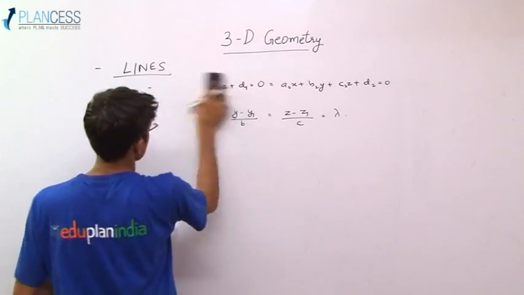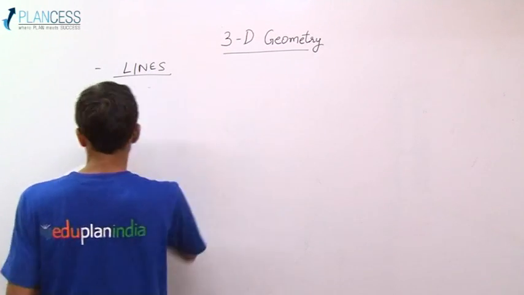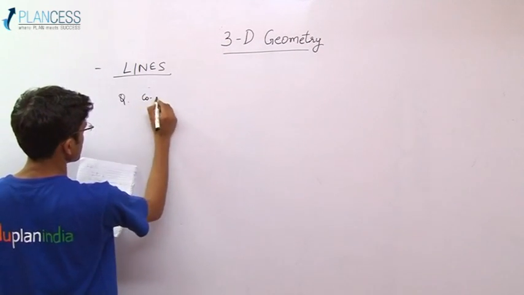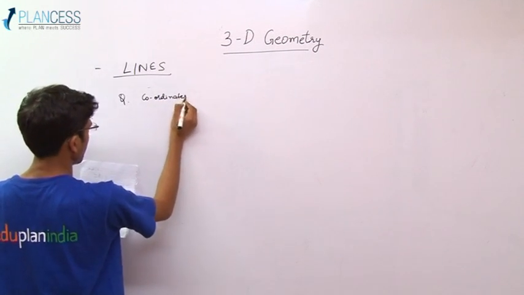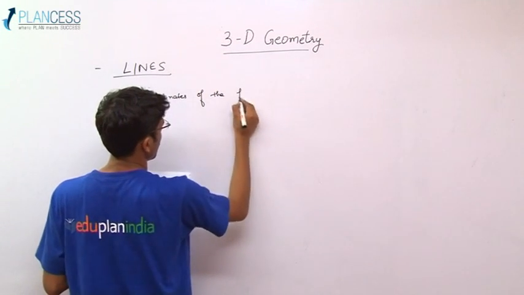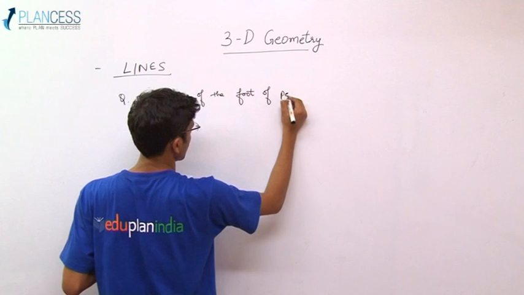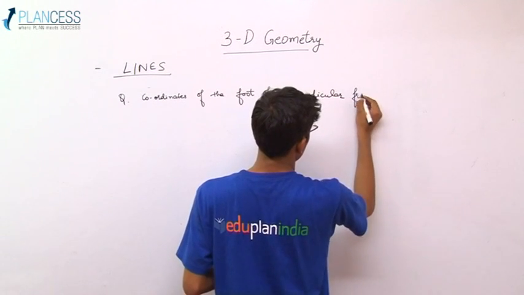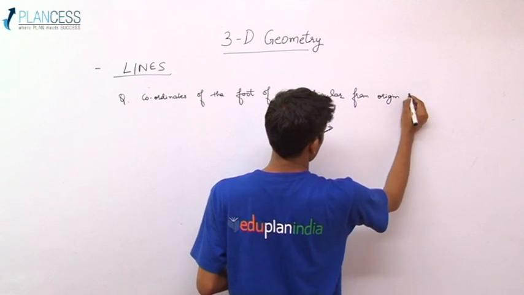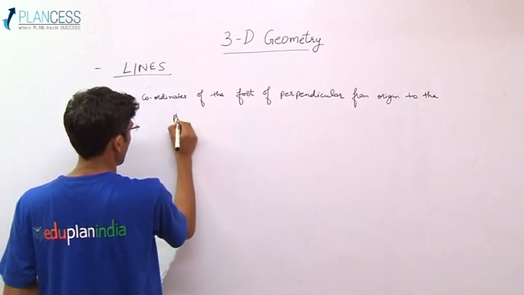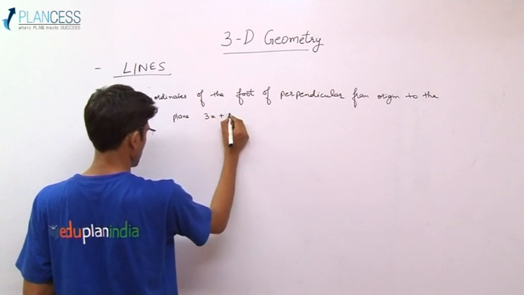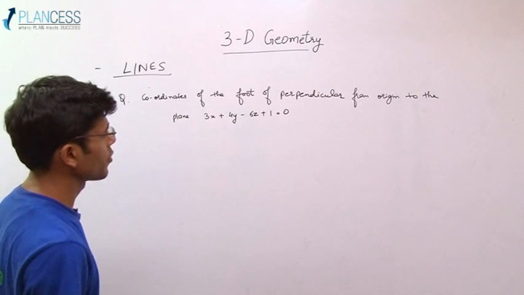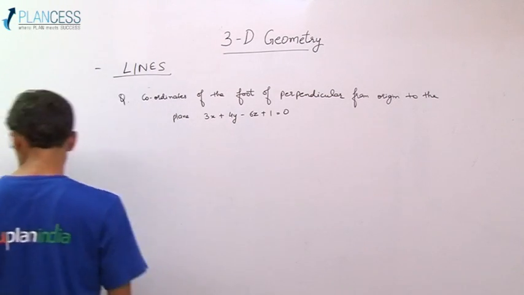The example says that we have to find the coordinates of the foot of the perpendicular from the origin to the plane 3x plus 4y minus 6z plus 1 is equal to 0. So we have to find the coordinates of the foot of the perpendicular from the origin to this plane. Okay, so how do we proceed?